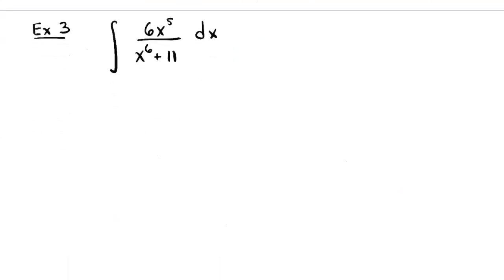So I've got a third example. Here I'm not telling you what u is. It's a great chance for you to stop the video and do this by yourself if you've already caught on. In general, you're looking for some inside function in the sense that its derivative is also in there. Well, if I let u equal x to the 6th plus 11, then its derivative is 6x to the 5th.